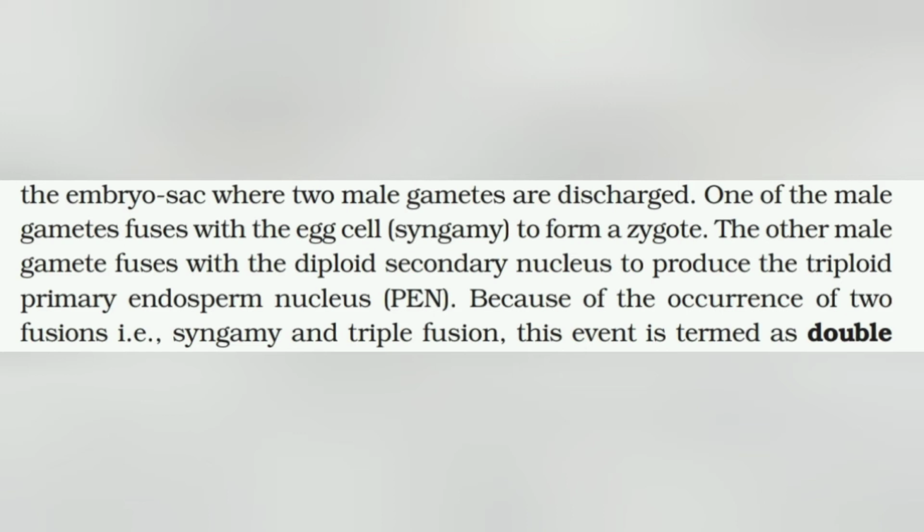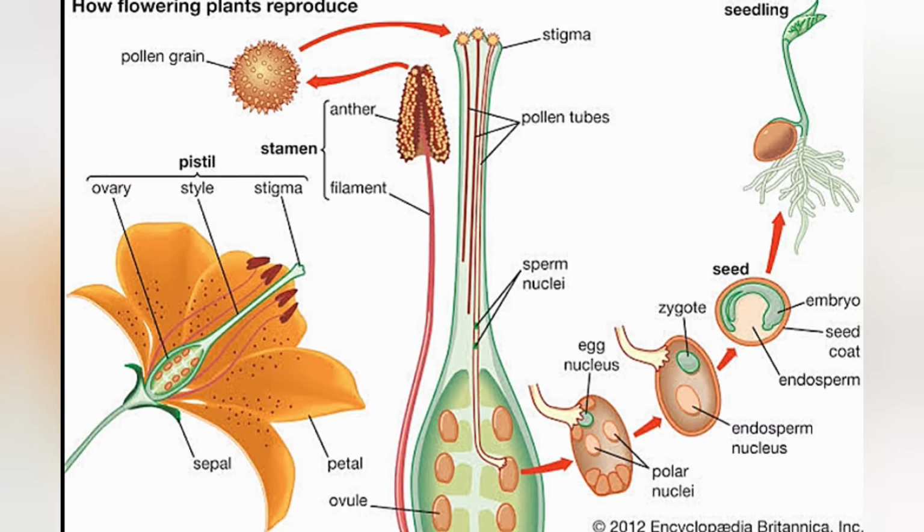The other male gamete fuses with the secondary nucleus of the central cell, which is diploid, and produces a triploid PEN, that is the primary endosperm nucleus. Because of the occurrence of two fusions, syngamy as well as triple fusion, this event is known as double fertilization. Here we can see how the flowering plants reproduce.